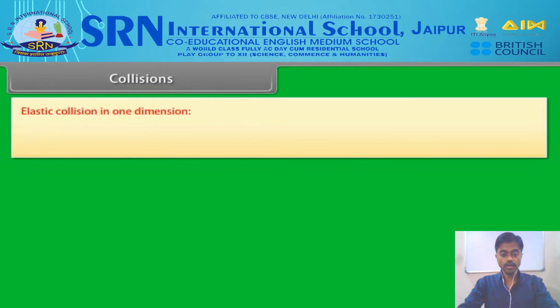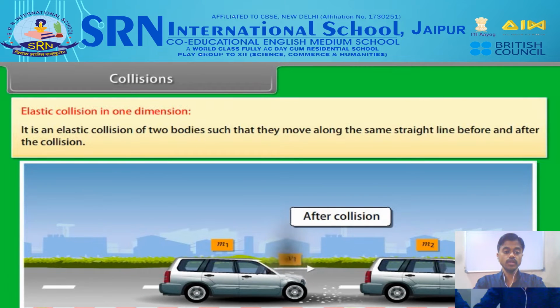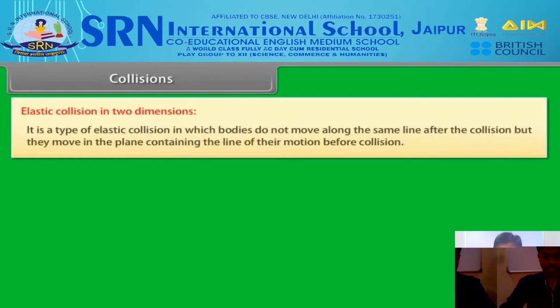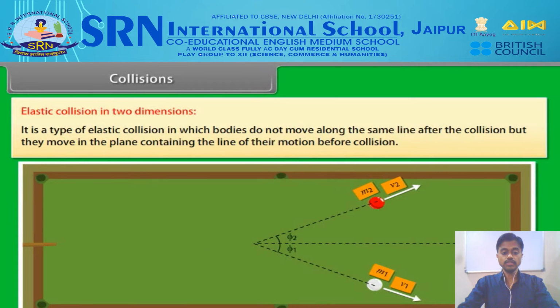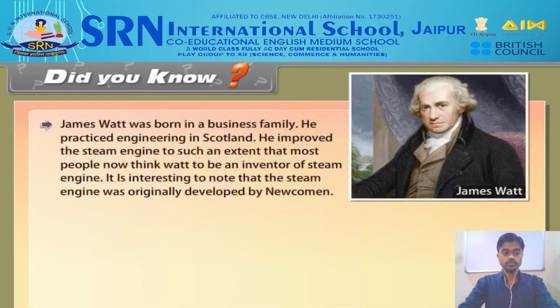Now we will look at another type of collision also, elastic collision in one dimension. Here we can see the collision of two cars, but they move in one dimension only, or the x-axis only. But in elastic collision in two dimensions, after collision the bodies are diverted at an angle or different angles. So here this is an example of elastic collision in two dimensions.